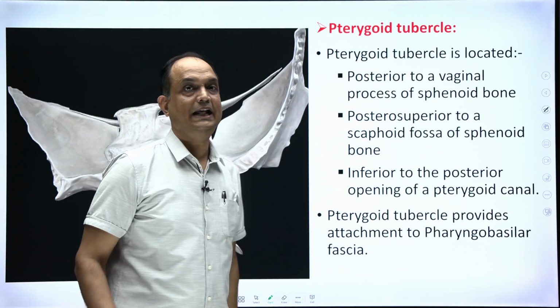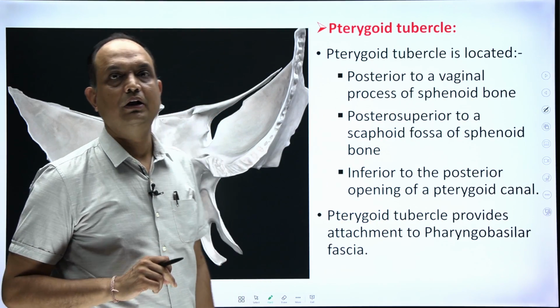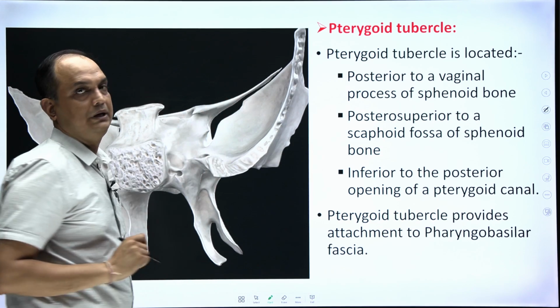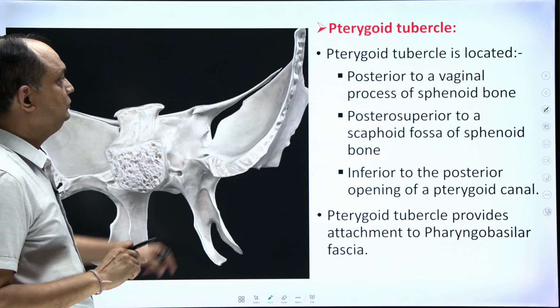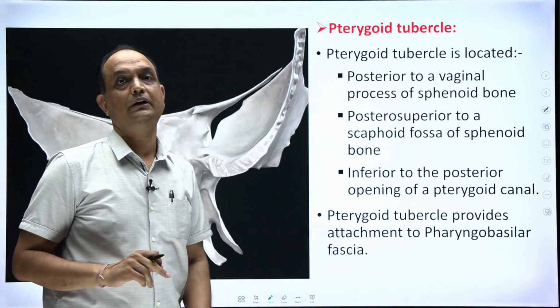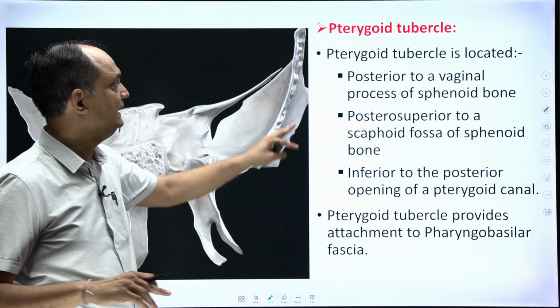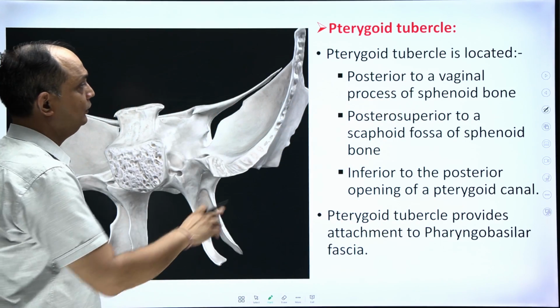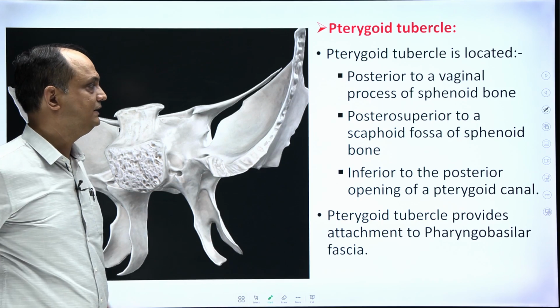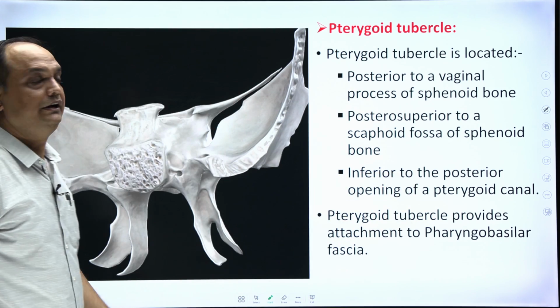Clear? So the next bony landmark on the posterior border is the pterygoid tubercle. Now what is the pterygoid tubercle? How to locate it? You can use 3 important landmarks through which you can find the tubercle. The first thing is that it is the posterior most part of the vaginal process of the sphenoid bone, which is posterior-superior to the scaphoid fossa and inferior to the posterior opening of the pterygoid canal.